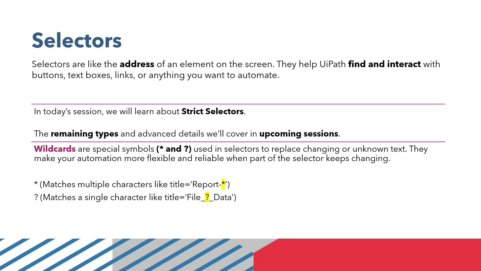The first one, asterisk, matches multiple characters, like title equals report-hyphen-asterisk. It could be report-123 or report-date-timestamp, right? Now another is the question mark. That matches a single character, like title equals file_?_data. The question mark could be one, for example, file_1_data. That's it. Let's switch to UiPath Studio and try this out practically.